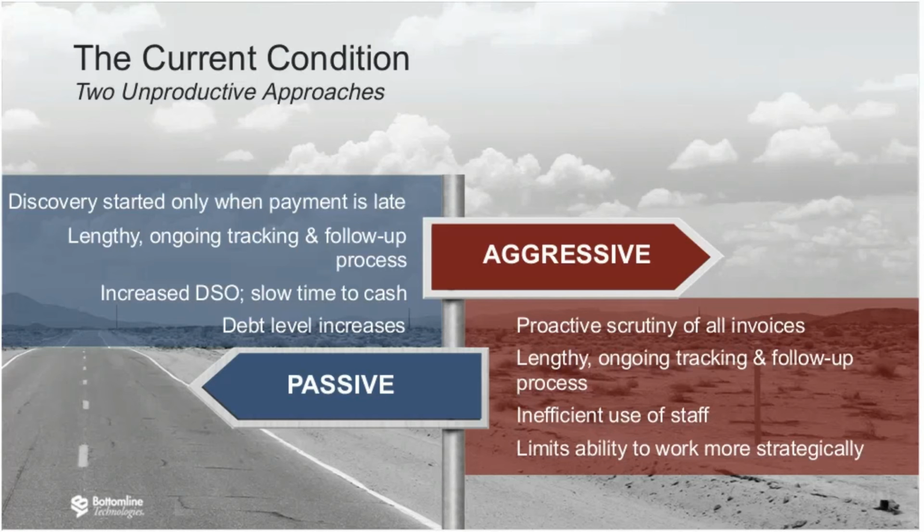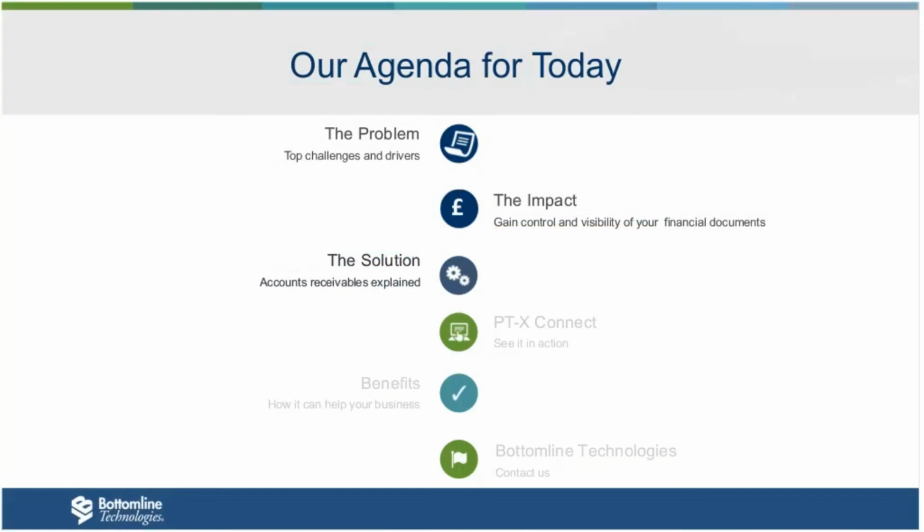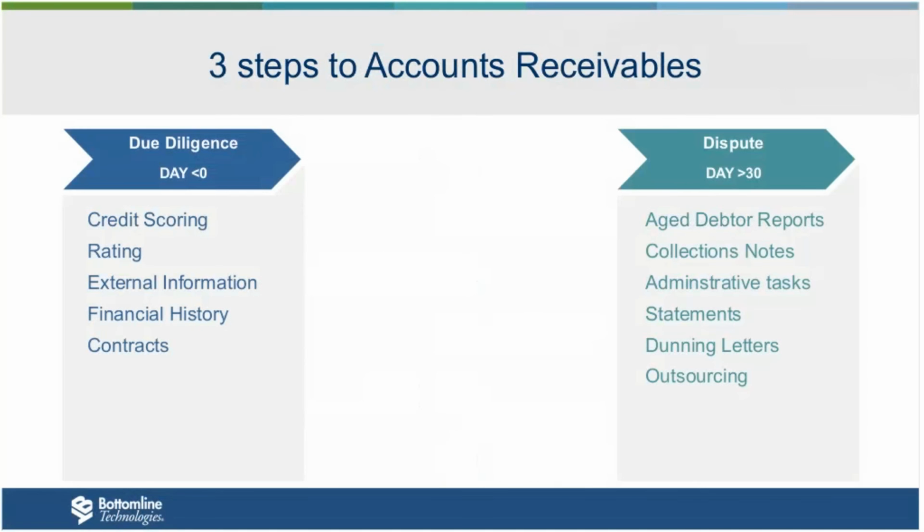And actually, looking at Bottomline as a company, interestingly, we fall between both. Our European business tends to have a higher volume of invoices with a lower value, and we've taken a more passive approach to this. But our North American business has a lower volume of invoices, but typically higher value, and they adopt a more aggressive approach. For example, flagging every invoice over $10,000 and manually following that up with their customers. So that's just looking at how we can approach that.